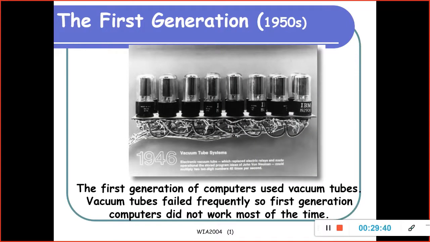This is the first generation, the 1950s vacuum tube systems. The first generation of computers used vacuum tubes. Vacuum tubes failed frequently, so the first generation did not work most of the time. It was like a prototype. I think IBM patented it; if you search for the IBM vacuum tube system patent, you can find it in Google Scholar. It works, but not most of the time, so it was not really a commercial success. But this is the start.